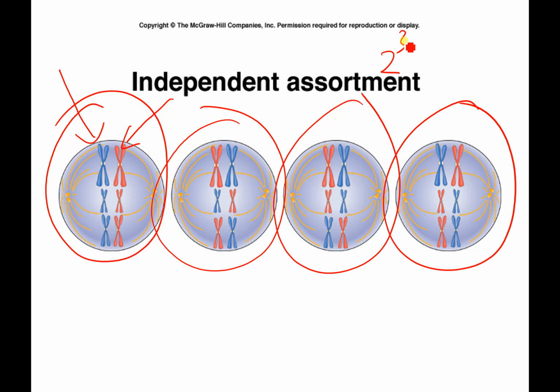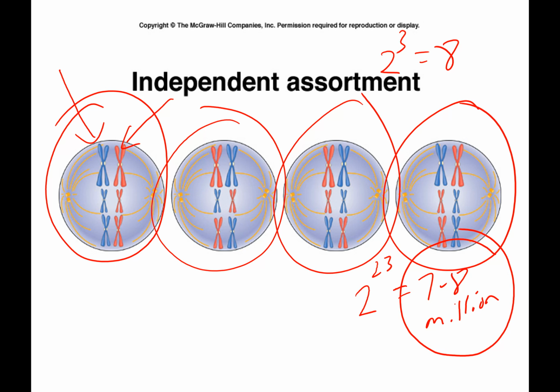This particular cell has 3 pairs of chromosomes, and that means that they could line up in 2 to the 3rd different ways. So there are 3 pairs of 2, they could line up 2 to the 3rd ways, that's 8. So there can be 8 possibilities. For a human, we have pairs of 2, but we have 23 of them. And if you figure this up on your calculator, you would say it's somewhere between 7 and 8 million different ways. So each one of us, exclusively because of independent assortment, can create 7 to 8 million genetically different gametes.